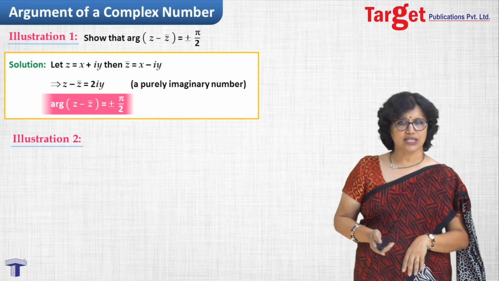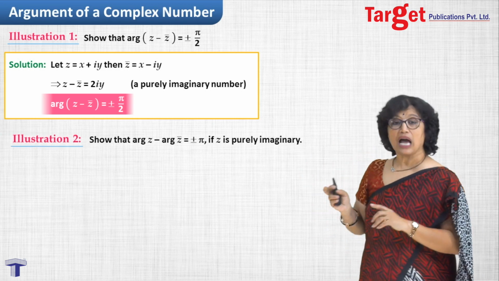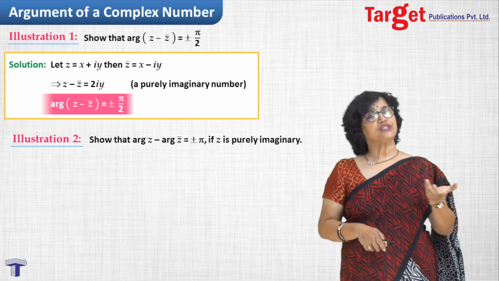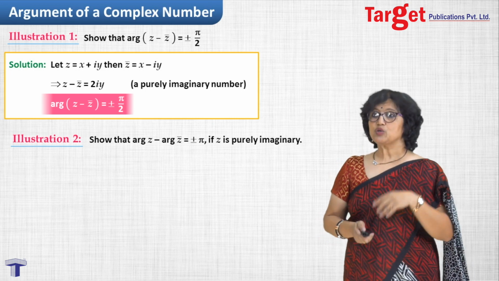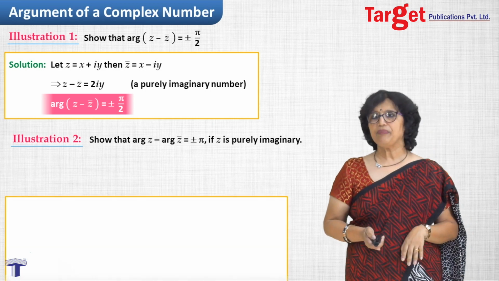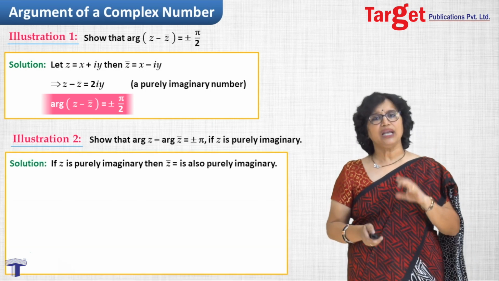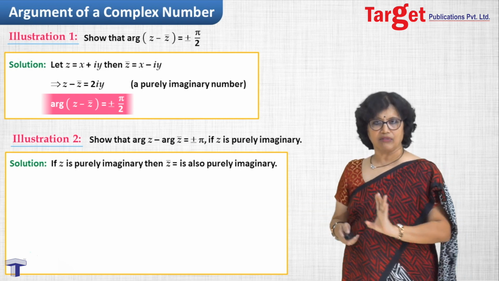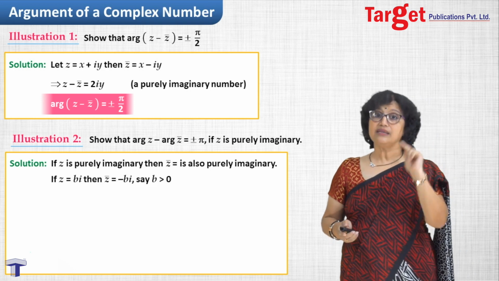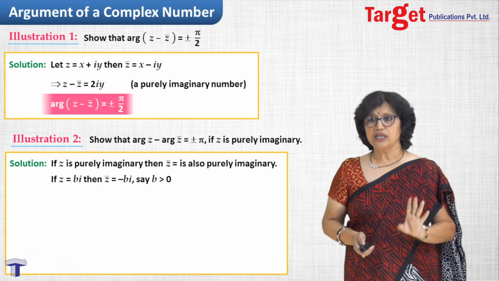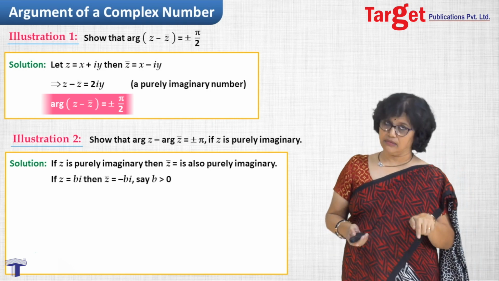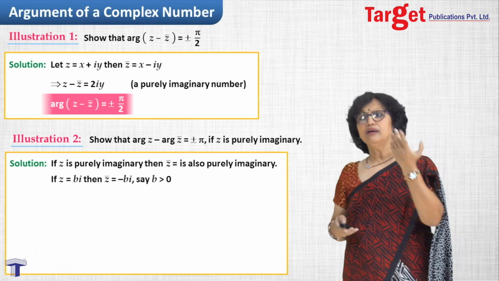Now let me take the next example: show that argument of z minus argument of z bar equals plus minus pi if z is purely imaginary. So z is purely imaginary, that is given, and I have to find argument of z minus argument of z bar. If z is purely imaginary, I write z equal to bi, and z bar is also purely imaginary. If I take b as positive, then the corresponding z bar, which is minus bi, will be a negative quantity.